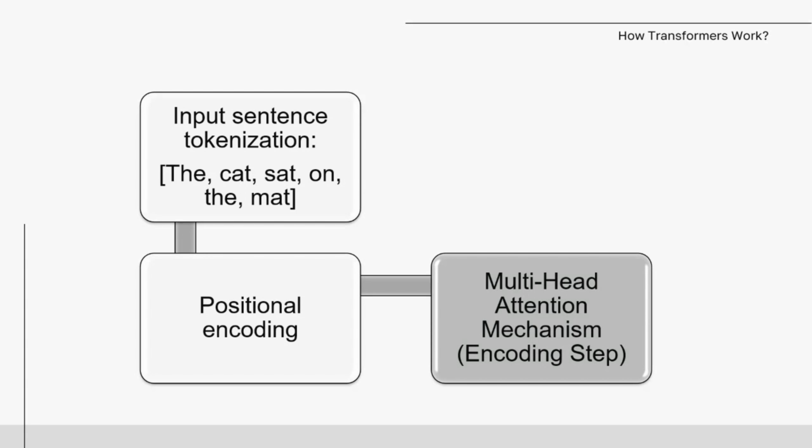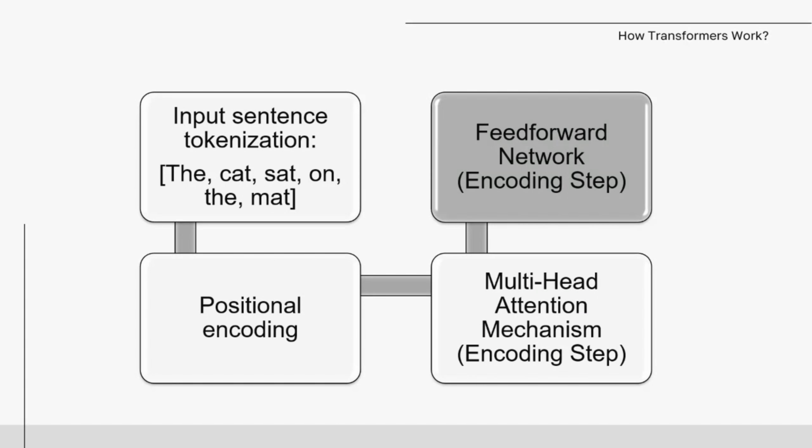After the multi-head attention, we move to step 4, where the output of the attention mechanism is passed through a feed-forward neural network. This step helps the transformer to refine and enhance the information it has gathered about the relationships between words in the sentence. For example, the word cat has now been enriched with additional context from sat and mat, and the feed-forward network processes this enriched representation to further improve the model's understanding.